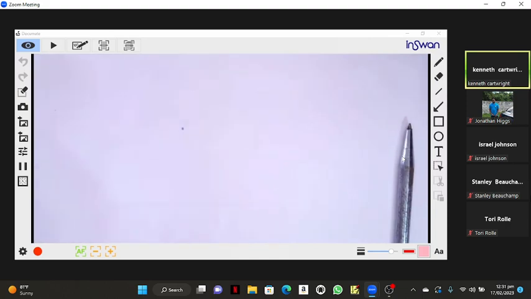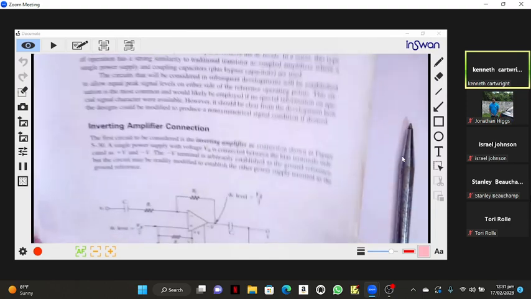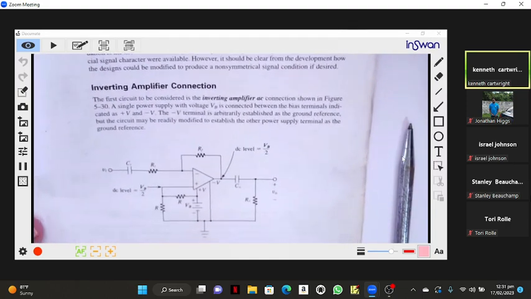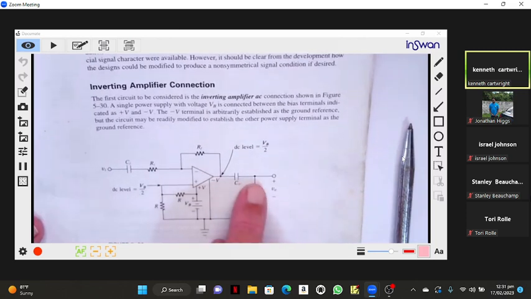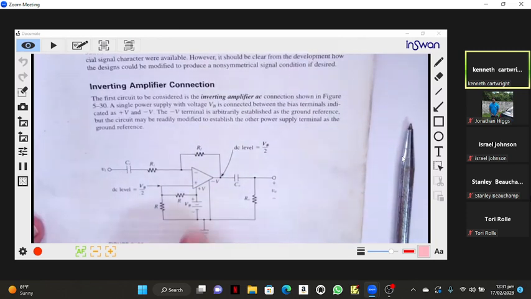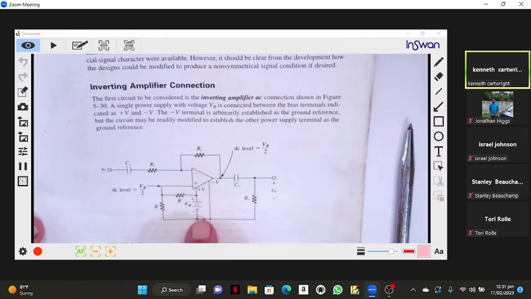On the other hand, let's get the AC equivalent now. Ideally, CI is a short circuit for AC. CO is a short circuit for AC. The battery is a short circuit for AC.